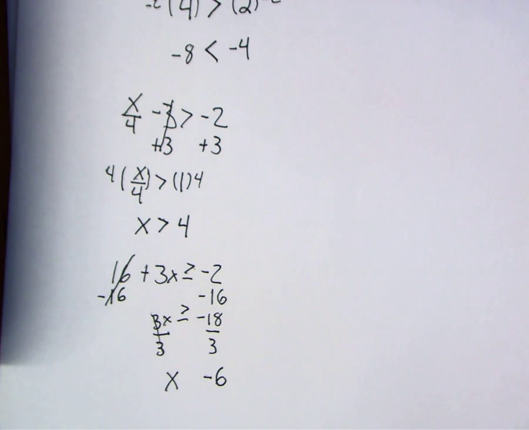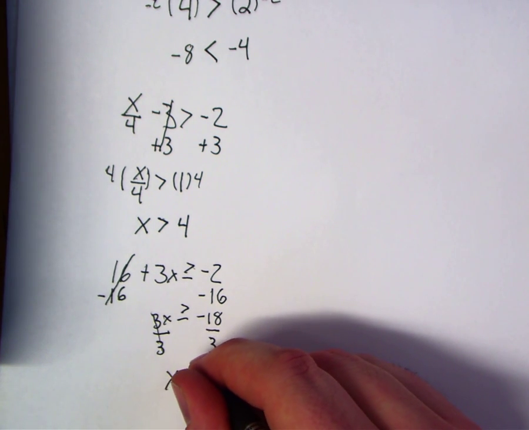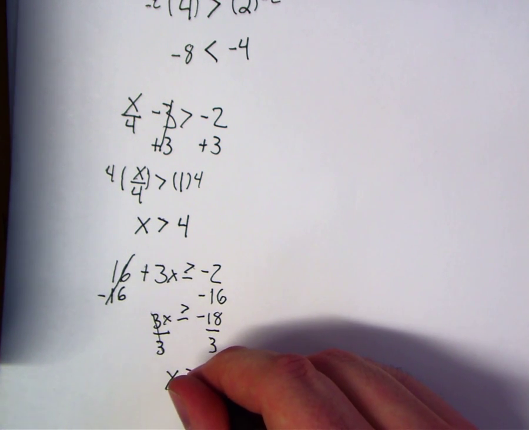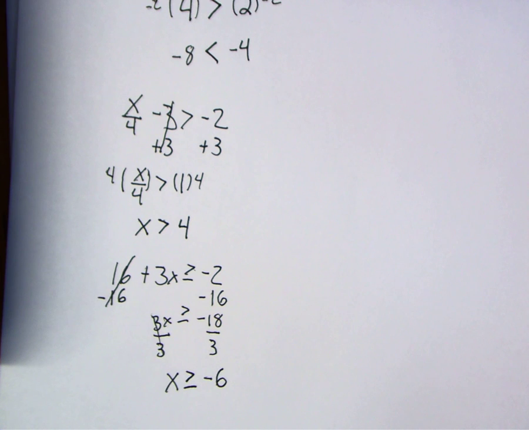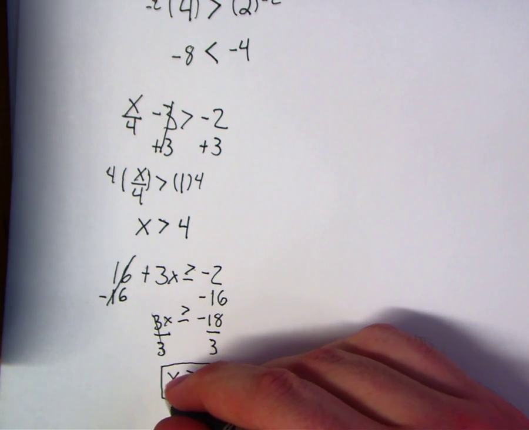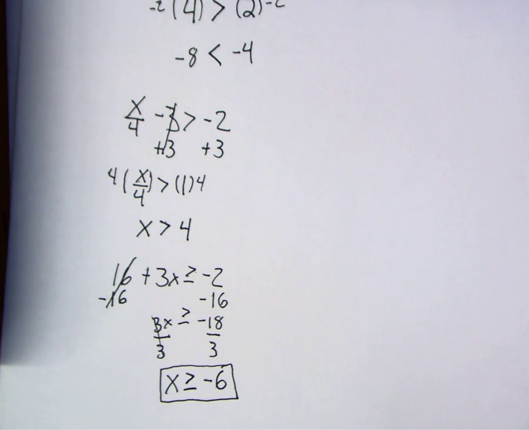Alright, so if we divided a negative number by a positive number, what happens to our sign? Remember, it's only if we are multiplying or dividing by a negative number. If there's a negative number on the other side, we don't mind. That's going to give us our final part of the solution there. Alright, and that's how we use a little bit of arithmetic in solving our inequalities.